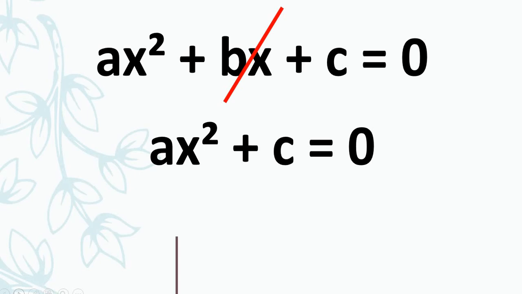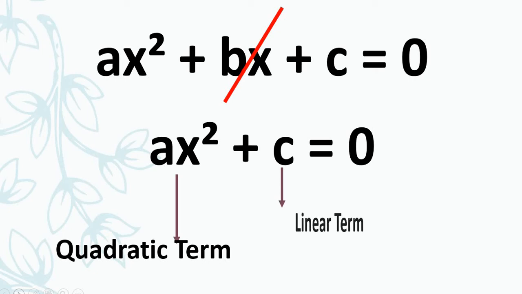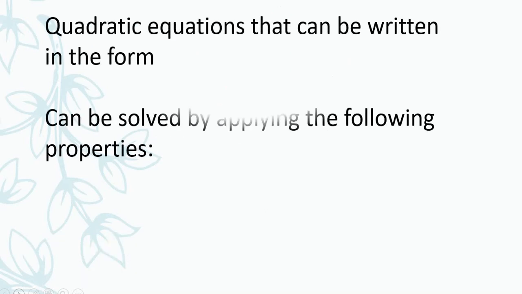What are those terms? We have here the quadratic term and the constant term. So, that means when what is left in our equation is 2 terms, which are the quadratic term and the constant term, we will use now extracting the square root. Now, quadratic equations that can be written in the form x squared is equal to k, where x squared is our quadratic term and k is the constant term, can be solved by applying the following properties.